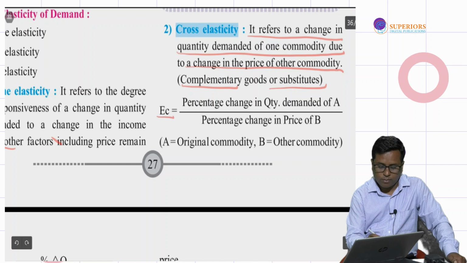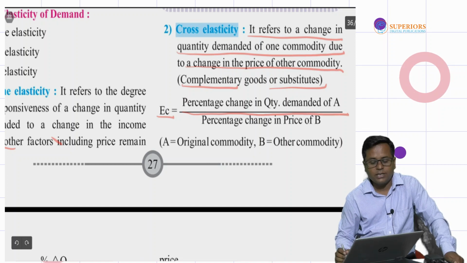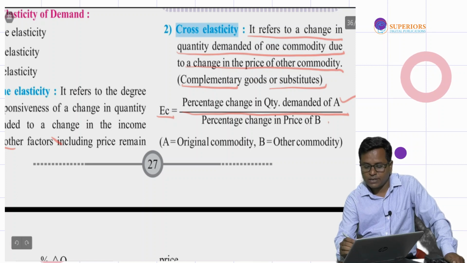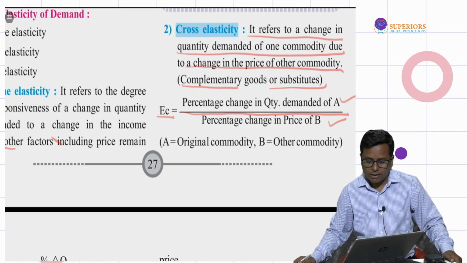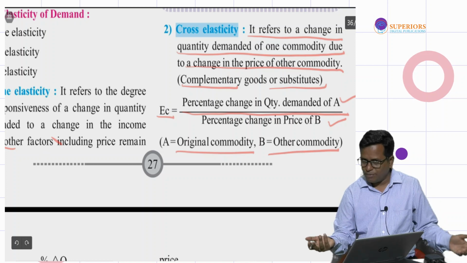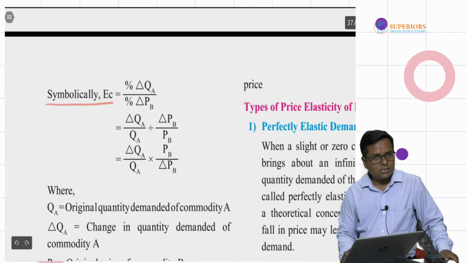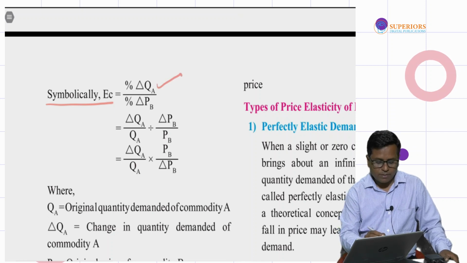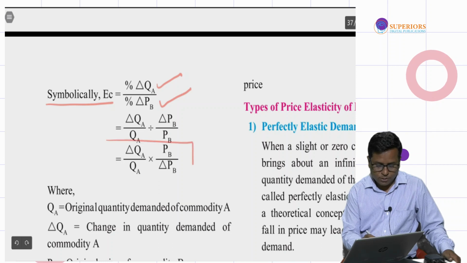So, what is the formula of measuring cross elasticity of demand? Percentage change in quantity demanded of A divided by percentage change in price of B commodity. A is the original commodity and B is the other commodity. Maybe these are substitutes or complementary. Symbolically, cross elasticity of demand is equal to percentage change in quantity demanded of A divided by percentage change in price of B.